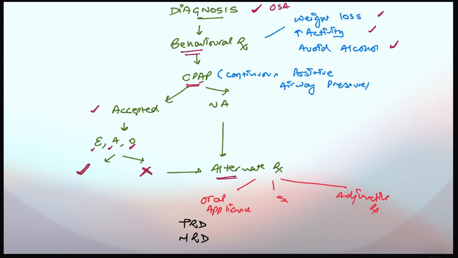Also, when the patient is not accepting the CPAP machine, we go for the alternate treatment, in which we are having oral appliances, surgical methods, and adjunctive therapy. For the oral appliances, first one we are having is tongue retaining devices. So we'll retain the tongue, and the second one is mandibular repositioning devices. So one way is to retain the tongue to increase the airway, and the second is mandibular repositioning.